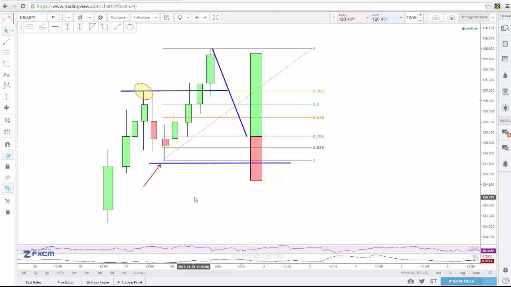I'm going to now go to the charts and show you a few examples on the dollar-yen that we took advantage of over the past couple of weeks. And then I will show you a live example of this trading strategy on the Euro-Aussie 15-minute chart.